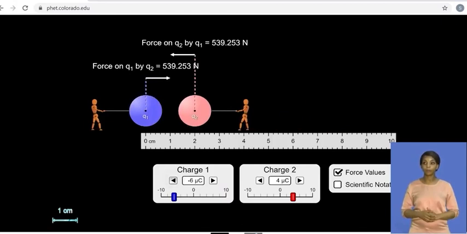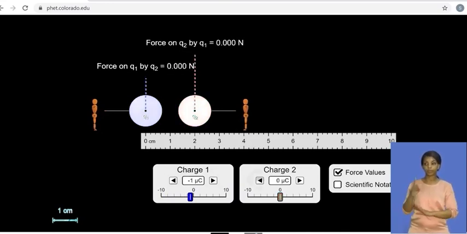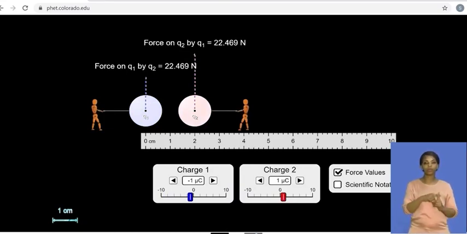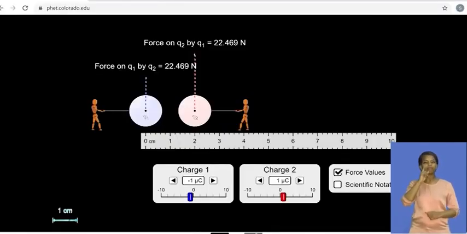I must change this one to -1. Okay, Q1 must be -1 microcoulombs, while this one becomes +1. And let's see how it affects the force. So the force is actually 22.46, right? So this is what it suggests. If we go back to our table, this is the actual force when the distance is 2 centimeters, while the force is 25.9. And then when we increase the distance between them to 3 centimeters, let's see exactly what happens. So the force is affected by distance, okay?